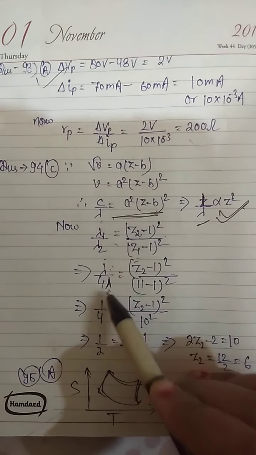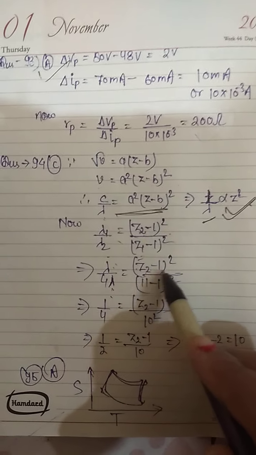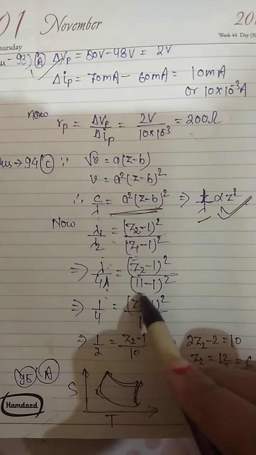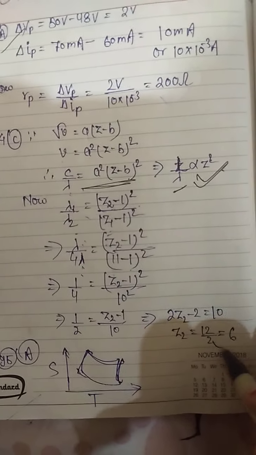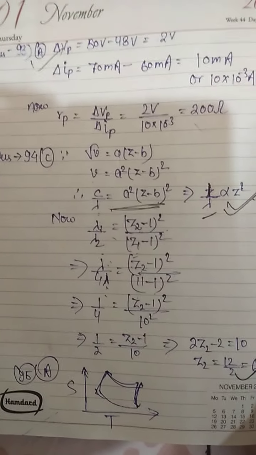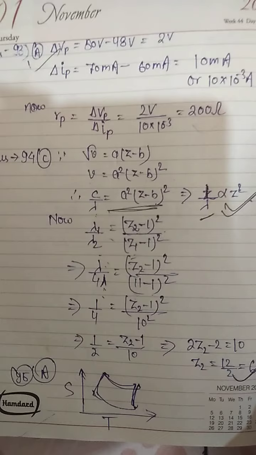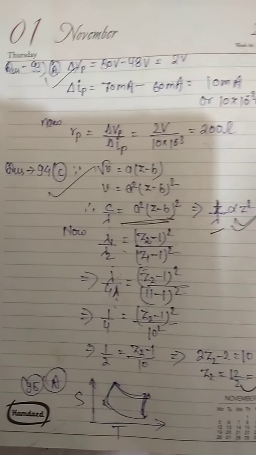So by putting all these values, lambda 1 is lambda, and lambda 2 is equal to 4 lambda. Z2 we do not know, we have to find the value of Z2. Z2 minus 1, and in place of Z1 I have written 11, 11 minus 1 whole square. So finally the value of Z2 comes out to be 6. So the answer for question number 94 is option C.